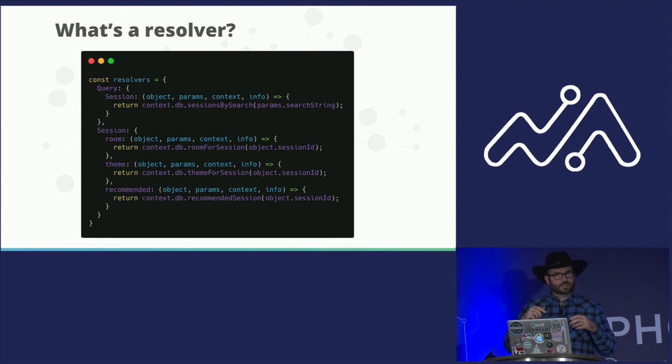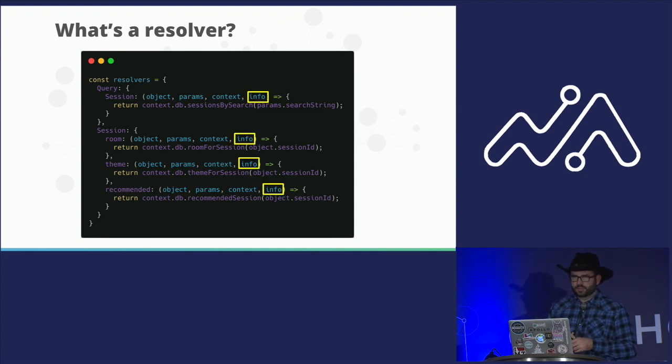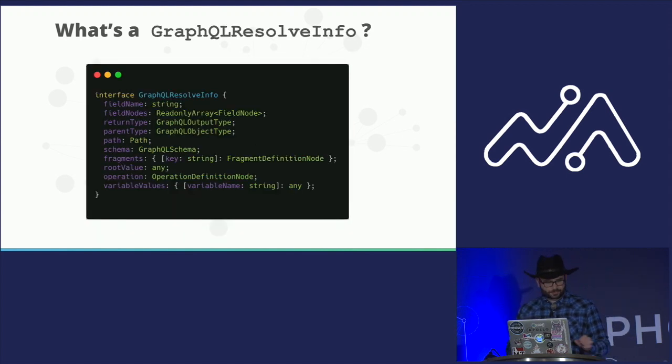So this is a great example of that N plus one query problem, where we're going back to the database multiple times to fetch different pieces of data. That's not good. There's workarounds for this, right? So the data loader pattern that can give us some batching. But what if we could just generate one database query at the root level to resolve everything we need? Also just pointing out here that this info, GraphQL resolve info object, is passed to each one of these resolvers.